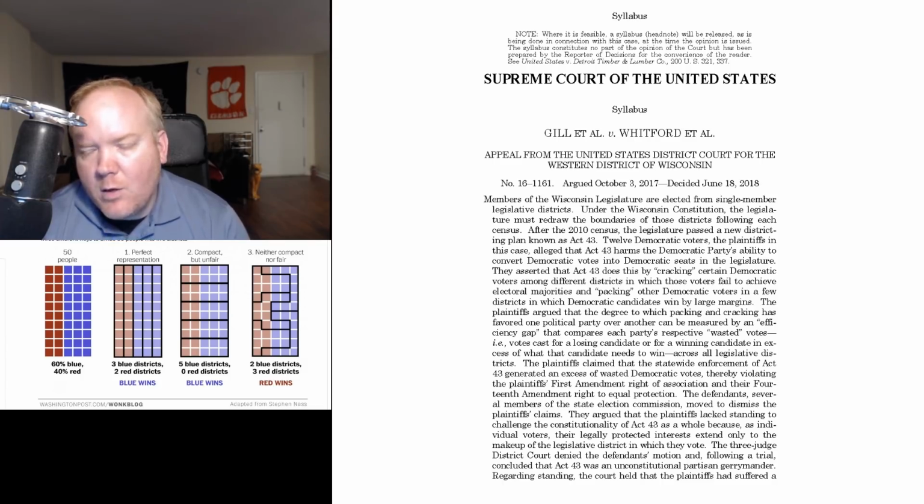The courts, to find standing, also have to be able to find a remedy. So determining that you've been injured is one thing. Determining what to do about it is a whole other problem. And if the courts cannot figure out what to do about it, it's considered non-justiciable.